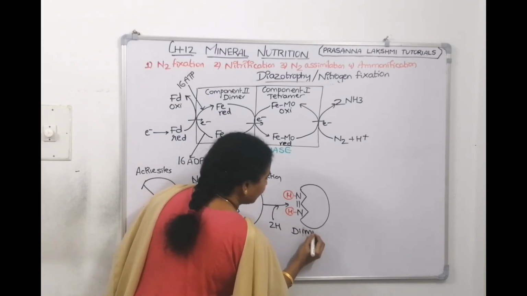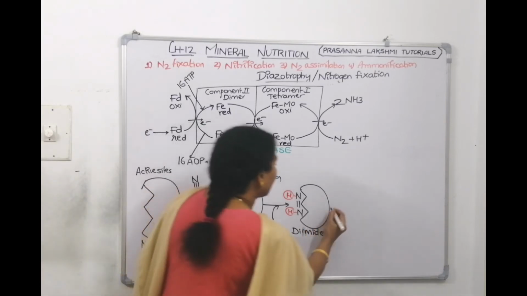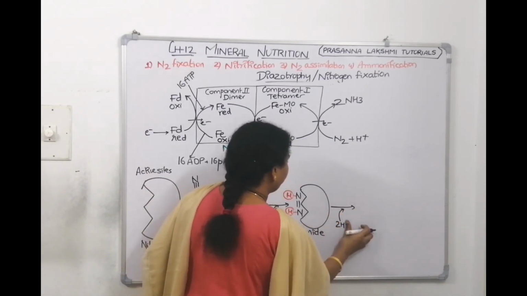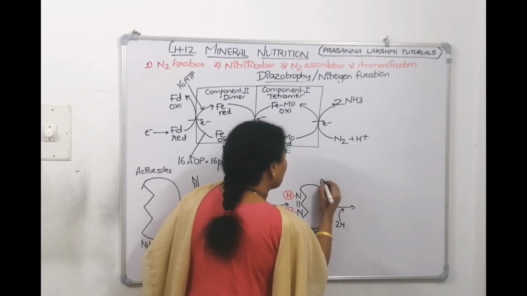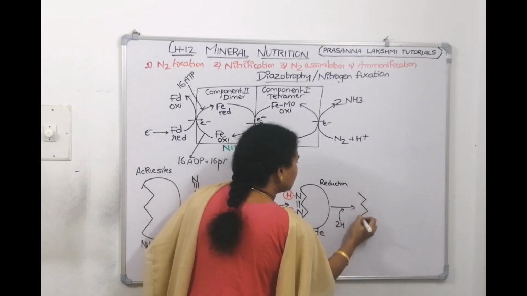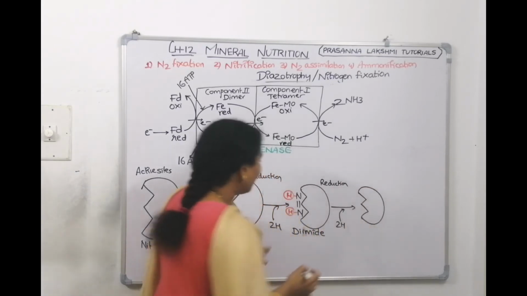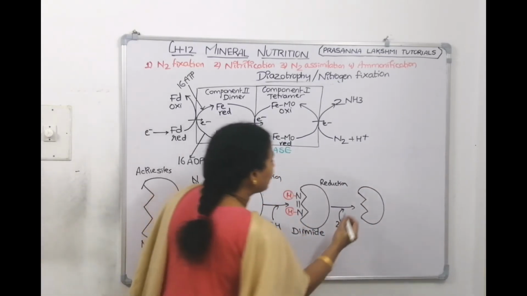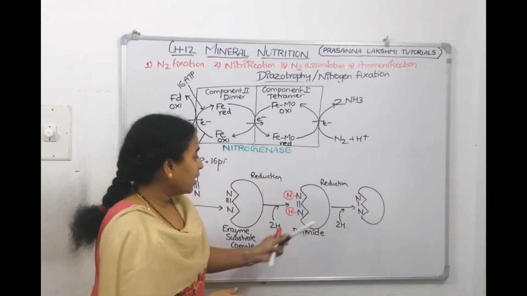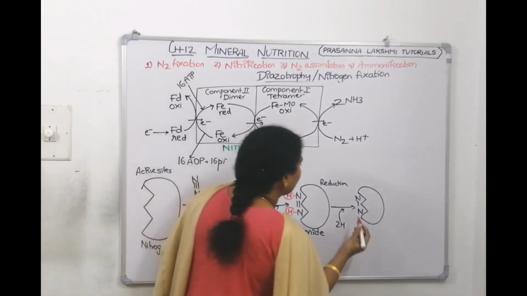Right? Imide. Now, next again, what happens? 2 more protons, 2 more hydrogens are added. Then again the reaction is called reduction. Now this time what happens? One more bond will break. 2 more hydrogens are added, right? It becomes N single bond N. When these 2 hydrogens are added, so what happens?